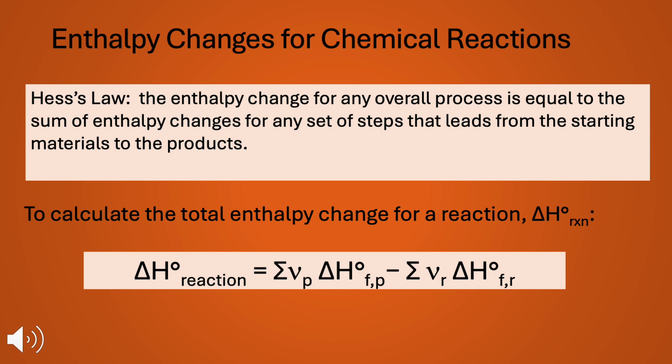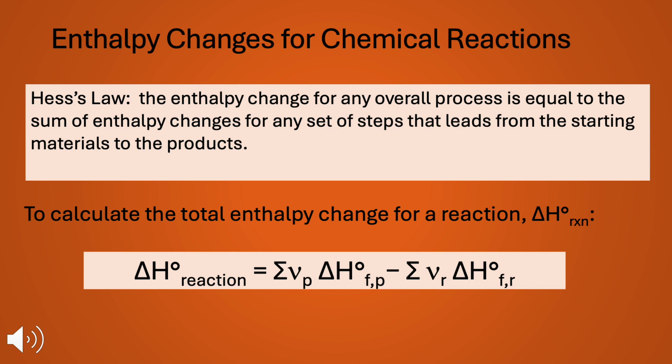Enthalpy change, ΔH, measures heat absorbed or released at constant pressure. We can determine ΔH for a complex reaction by combining known reactions whose enthalpies are tabulated. This is powerful when the target reaction is hard to measure directly.